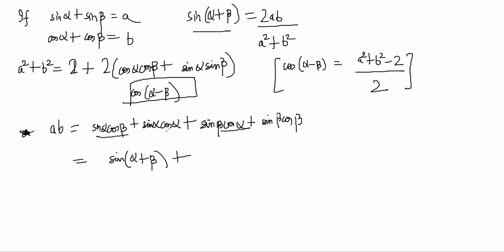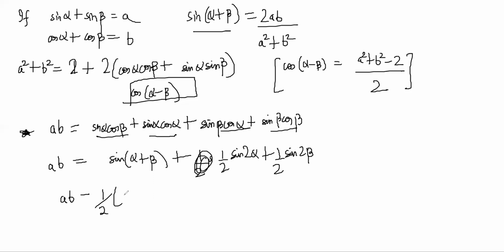And this term is half... Oh wait, this is cos of something. No, this is not that, right? Same angle. So this is half sine 2 alpha plus half sine 2 beta, right? AB is equal to this, right? So AB minus half sine 2 alpha plus sine 2 beta is equal to sine of alpha plus beta, right?